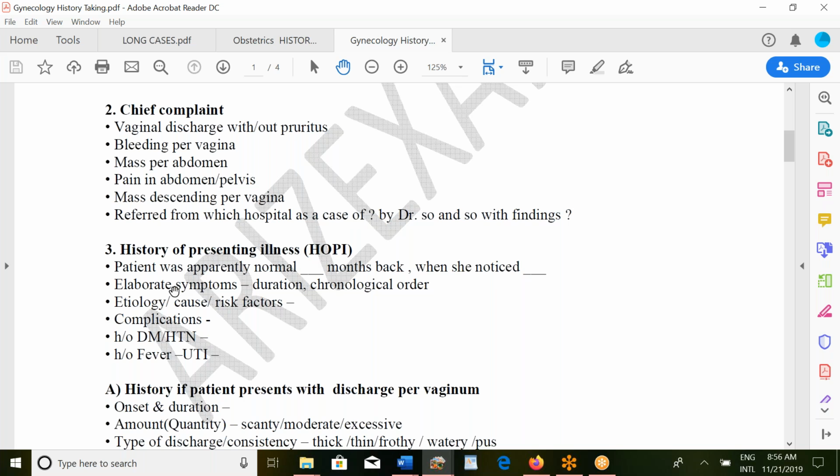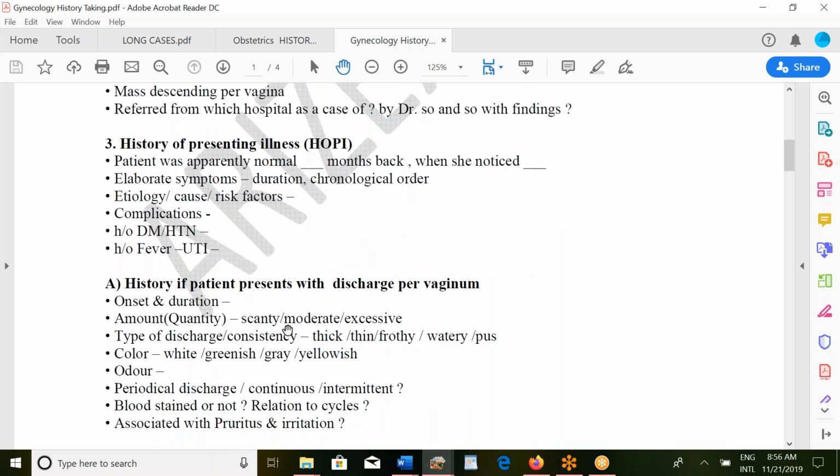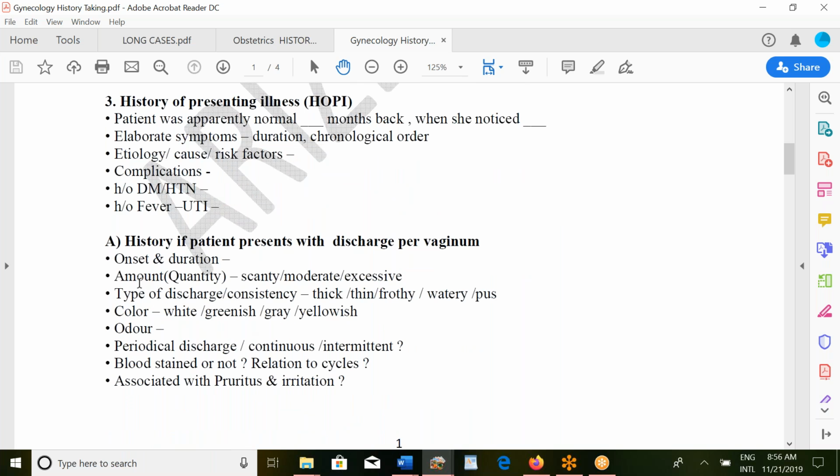History of presenting illness. The patient was apparently normal. How many days or months back? Then what happened? Elaborate the symptoms and duration in chronological order. Etiology, cause, risk factors. Then did she have any complications? History of DM, hypertension, fever, UTI. If the patient presents with discharge, you should ask about the onset and duration, amount, whether it is scanty, moderate, or excessive, type of discharge, consistency, whether it is thin, thick, frothy, or watery, color, and whether there is any odor.